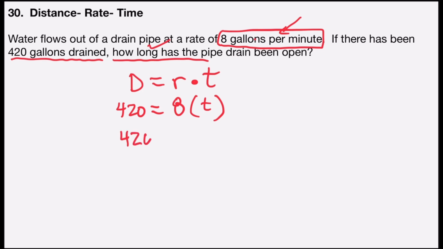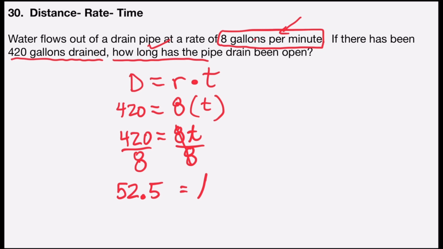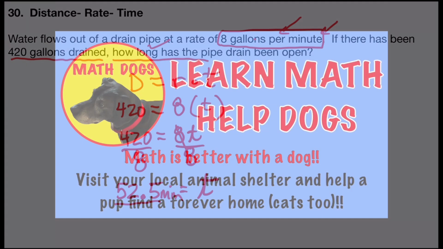So 420, 8 times t is 8t. I'll just divide both sides by 8 in order to get t by itself. 420 divided by 8 is 52.5, and 8 divided by 8 is 1, or as some people say, it cancels out, leaving me with the time. Since the rate was in gallons per minute, my time is going to be 52.5 minutes.